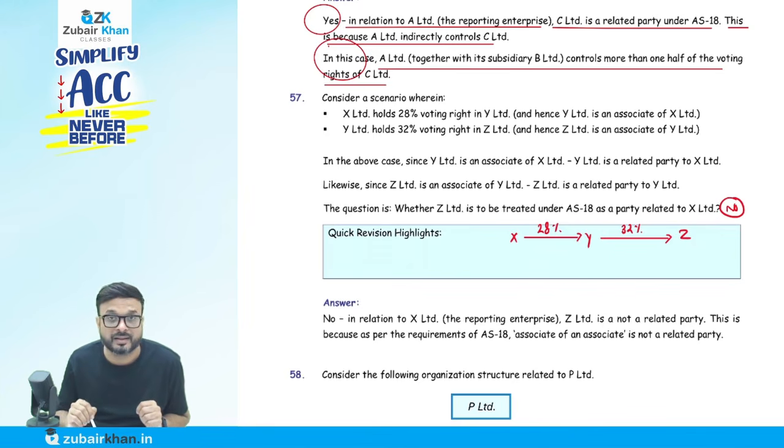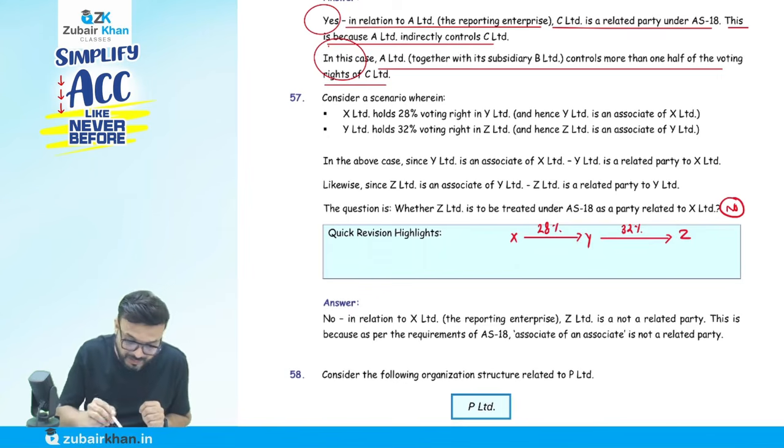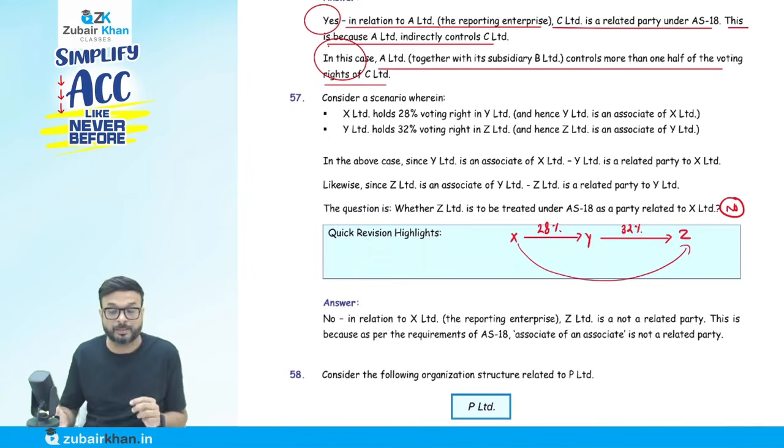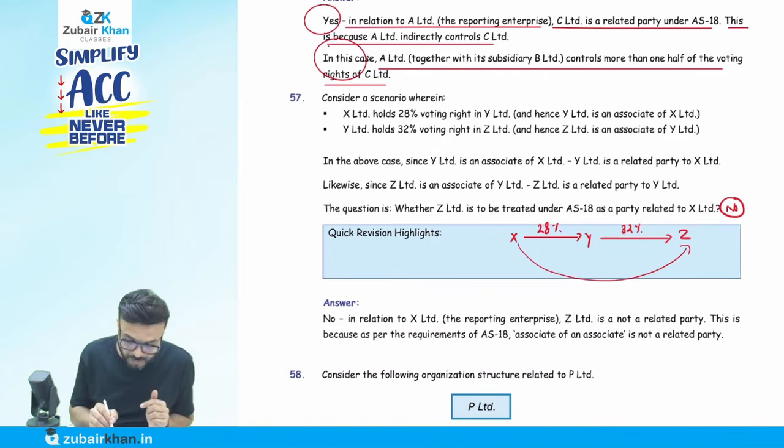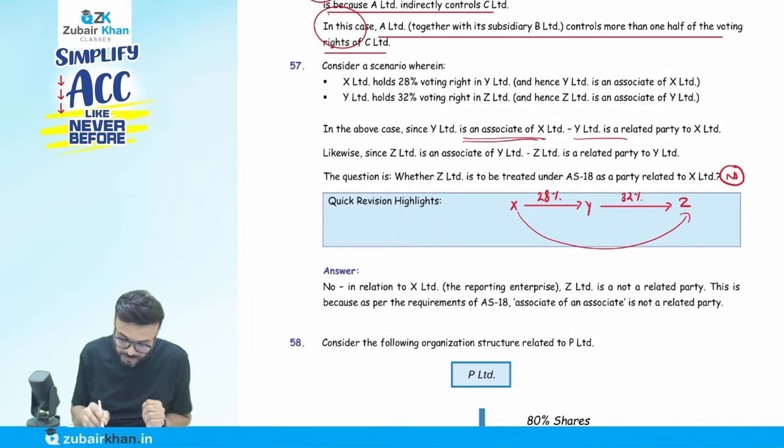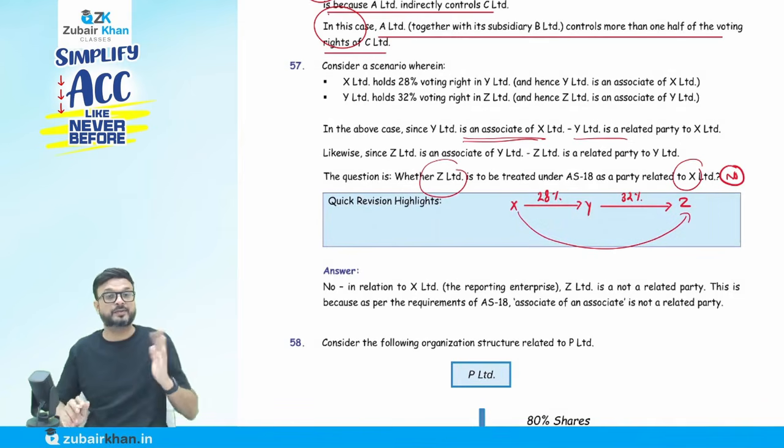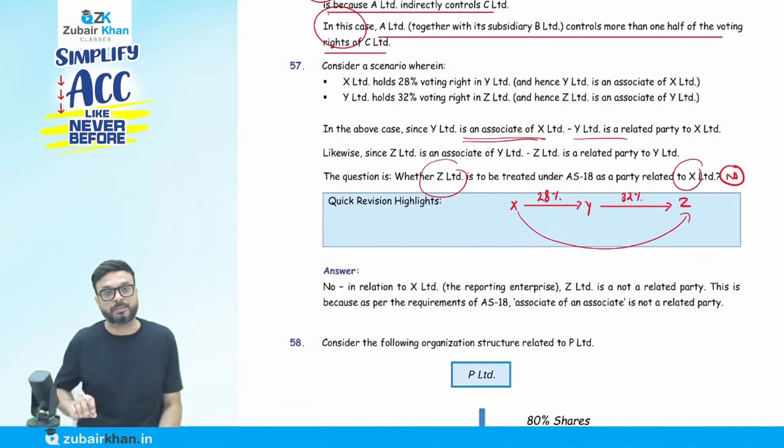But whether X and Z are related, the answer is no. I give an example: an associate of an associate is not related. The friend of your girlfriend is not your friend. So in the above case, Y Limited is an associate of X. The question is whether Z Limited is a related party of X. The answer is no, because an associate of your associate is not a related party.